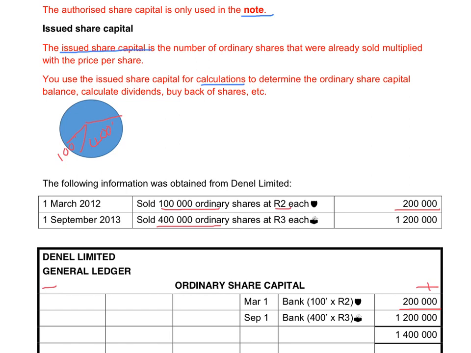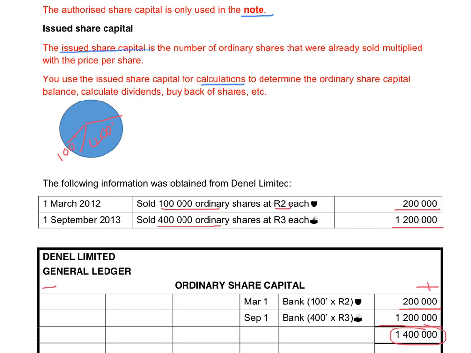So you multiply the 400,000 with the R3, and that means the total capital that came in out of the issue of the shares is 1.2 million. You will increase your share capital again with the 1.2 million, and that means that the total capital in this business at this stage is 1.4 million.